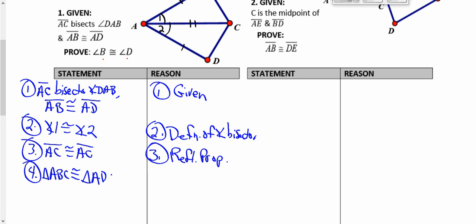DC, right? Because look, B and D need to be in the same position. And that would be the reason: side, angle, side. We're not done. We've got the triangles congruent. Well, we would only be done if our last statement was what they wanted us to prove. And then we would do... what can we say now?